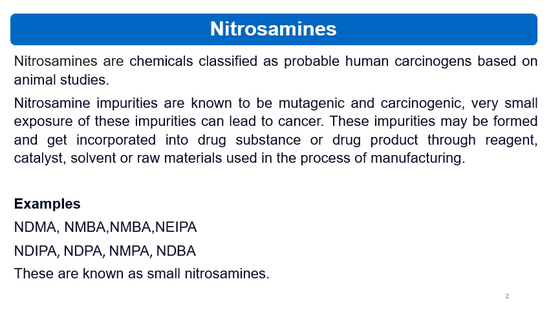These impurities may be formed and get incorporated into the drug substances or the drug products in different ways, like reagents, catalysts, solvents, raw materials, APIs, and materials used in the formulation. Also, these are formed during the manufacturing process. The US FDA and other regulatory authorities have listed nitrosamine examples like NDMA, NMBA, NEIPA, NDIPA, NDPA, NMPA, NDBA, and others. These are also called small nitrosamines because they are not related to the API structure. These are the examples of small nitrosamine impurities.